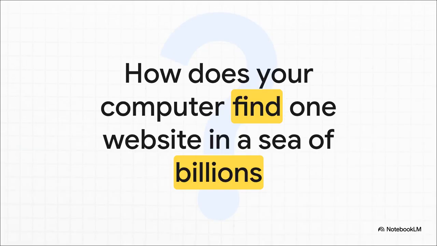I mean, really think about it for a second. You type in a web address, you hit enter, and poof, like magic, the correct page just shows up. But it's not magic, right? Of course not. It's a brilliantly designed system that's answering one single question. How does your computer find that one specific website in a sea of literally billions of them?